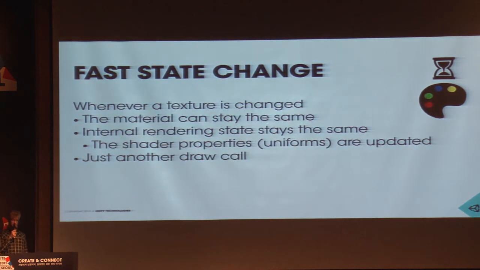The fast state changes are when a property like a texture is changed. In this case, the material can stay the same, and this means the internal rendering state can stay the same. All that needs to be changed are the shader properties. We also call them shader uniforms. They just need to be updated. So this is just another draw call.